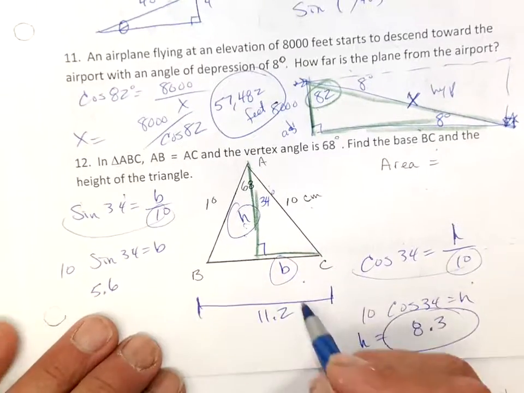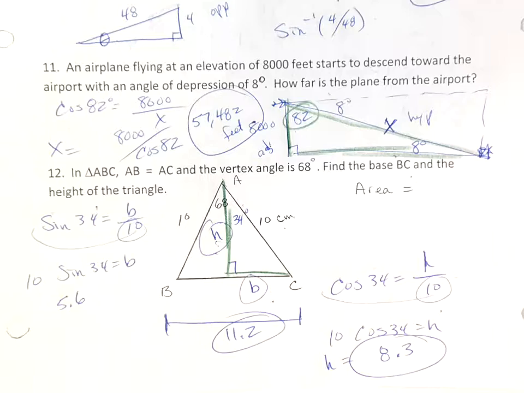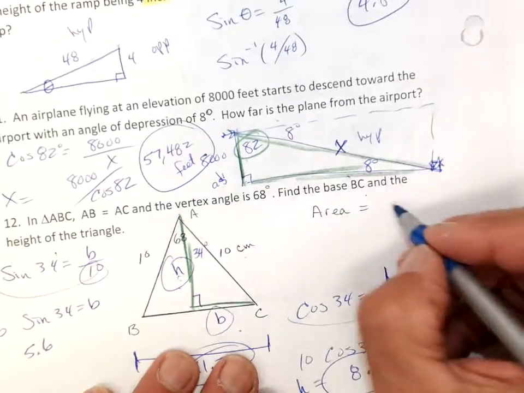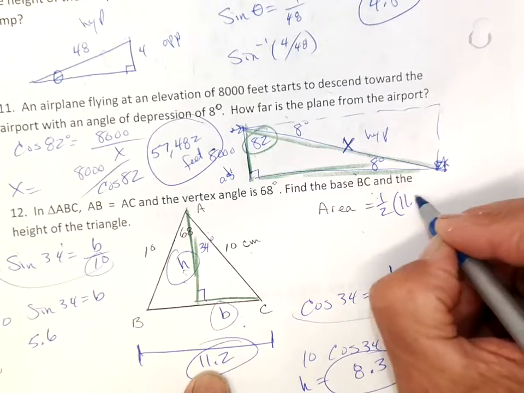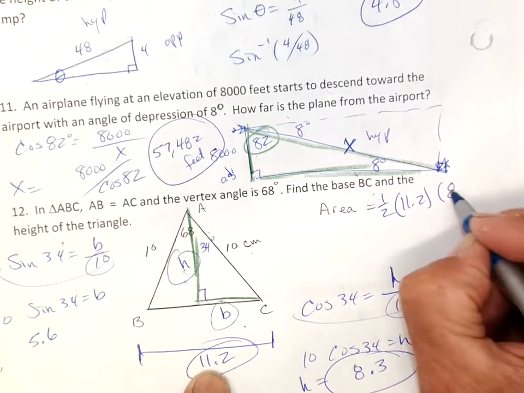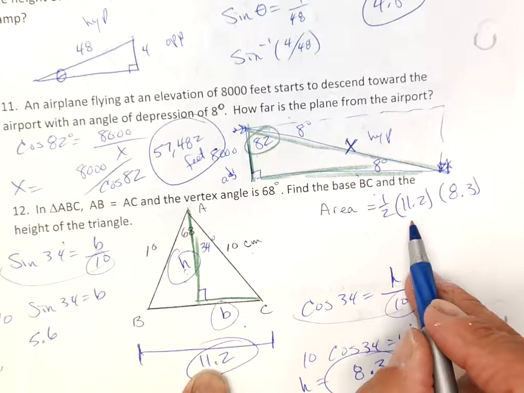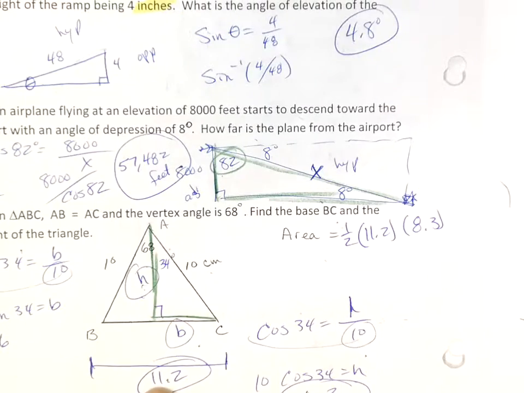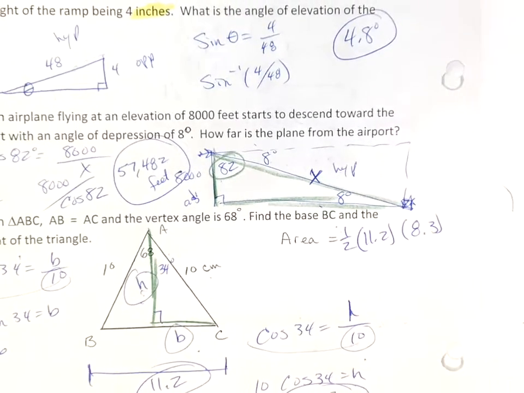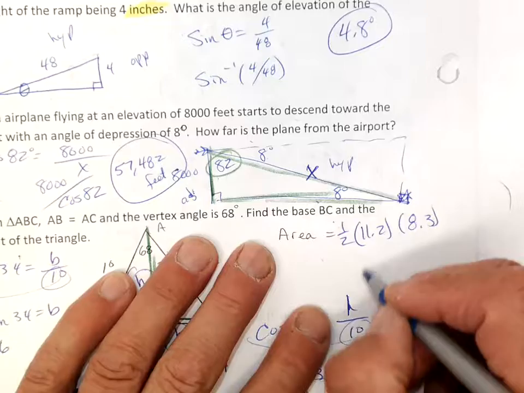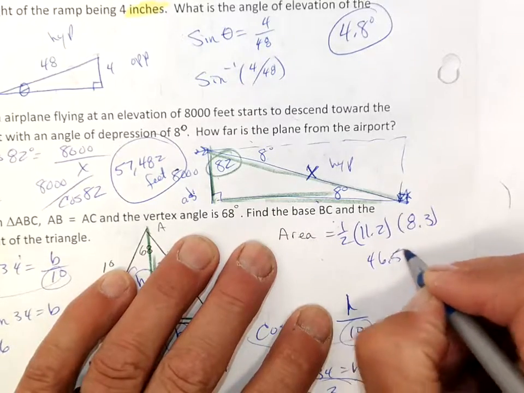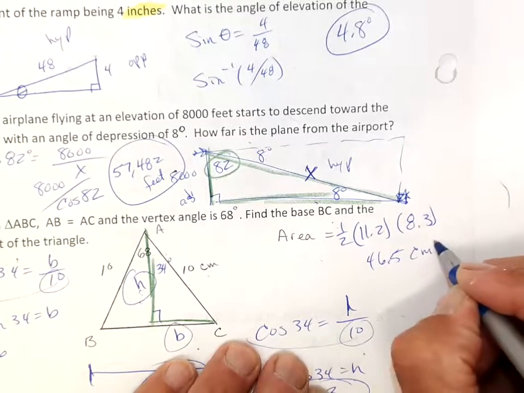Okay, got my base. Now, last but not least, let's find the area of this darn thing. Well, that's easy. 1/2 base, because the base is 11.2, times the height, because that's how you find the area of a triangle, right? 1/2 base times height. So let's do 0.5 times 11.2 times 8.3, and we get an answer of about 46.5, and that'd be in terms of centimeters squared.